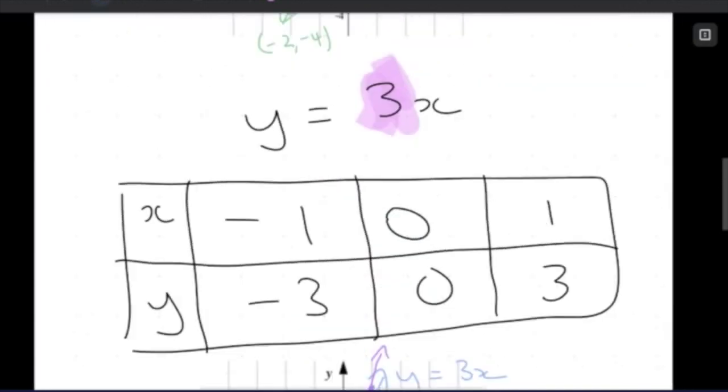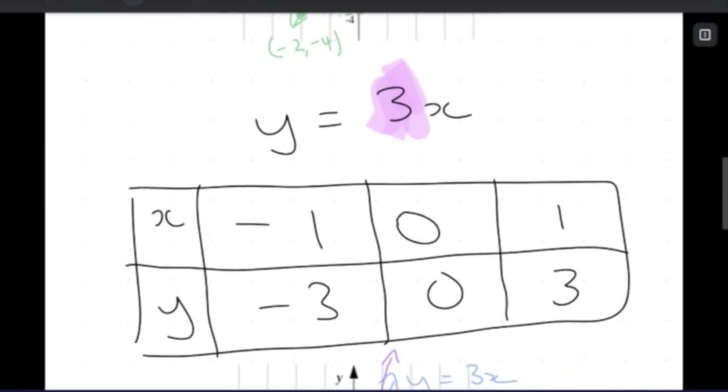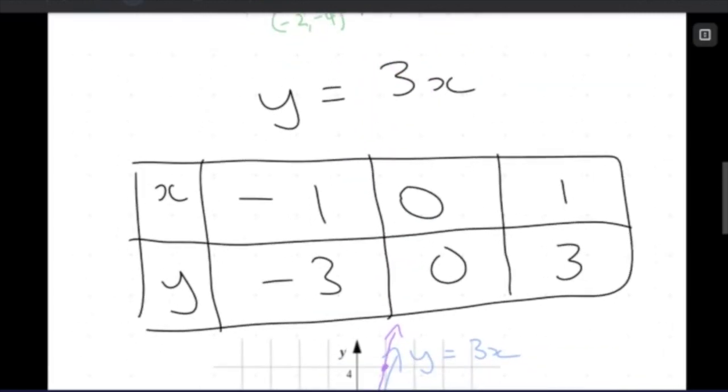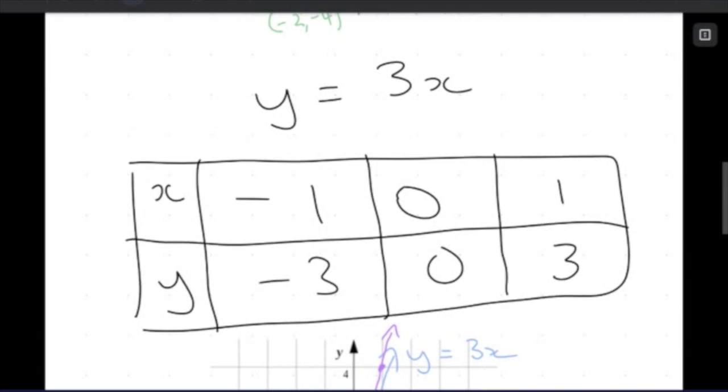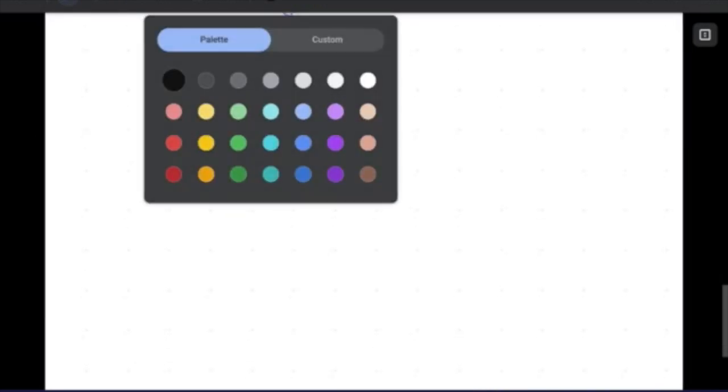Now, we've just looked at positive whole numbers here, right? What if we looked at a positive fraction? So let's look at another linear relationship. I am going to give you this one. So y equals x on 2, or half x, however you'd like to write it.